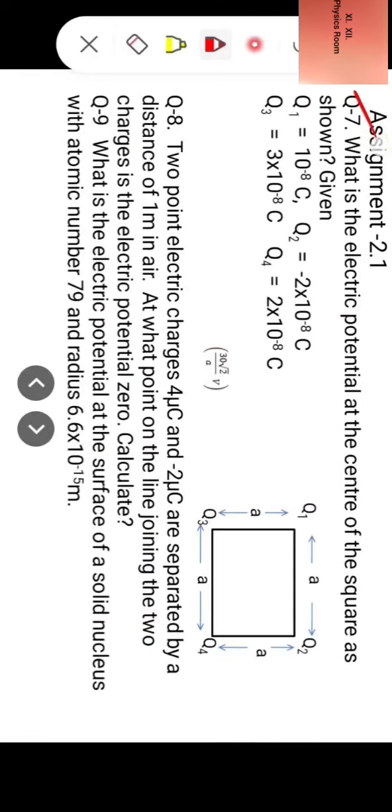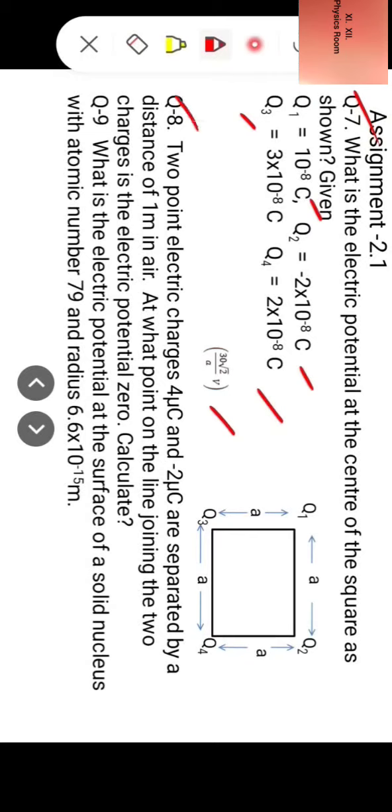Assignment 2.1 continued. Question number 7. What is the electric potential at the center of the square as shown? Given Q1 equal to 10 raised to power minus 8 coulomb, Q2 is equal to minus 2 into 10 raised to power minus 8 coulomb, Q3 is equal to 3 into 10 raised to power minus 8 coulomb, Q4 is equal to 2 into 10 raised to power minus 8 coulomb. And the answer would be 360 root 2 by A volts.